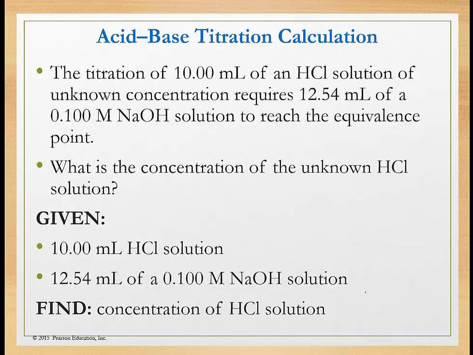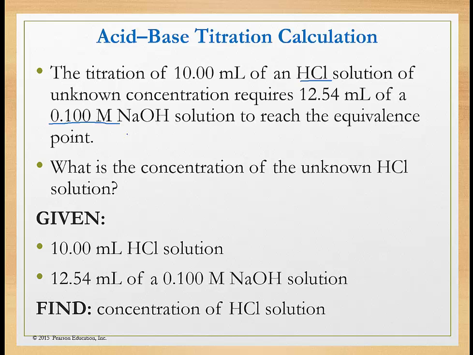Now, what would the calculations look like for something like that? Here's a theoretical situation. We took 10 milliliters of hydrochloric acid solution that we did not know the concentration of. So we want to know, what is the concentration of this unknown solution? We take a sodium hydroxide solution that we know the molarity of, 0.100 molar, and we start adding that to the hydrochloric acid solution that has a little bit of indicator in it, and we add the sodium hydroxide until the hydrochloric acid solution just turns pink.